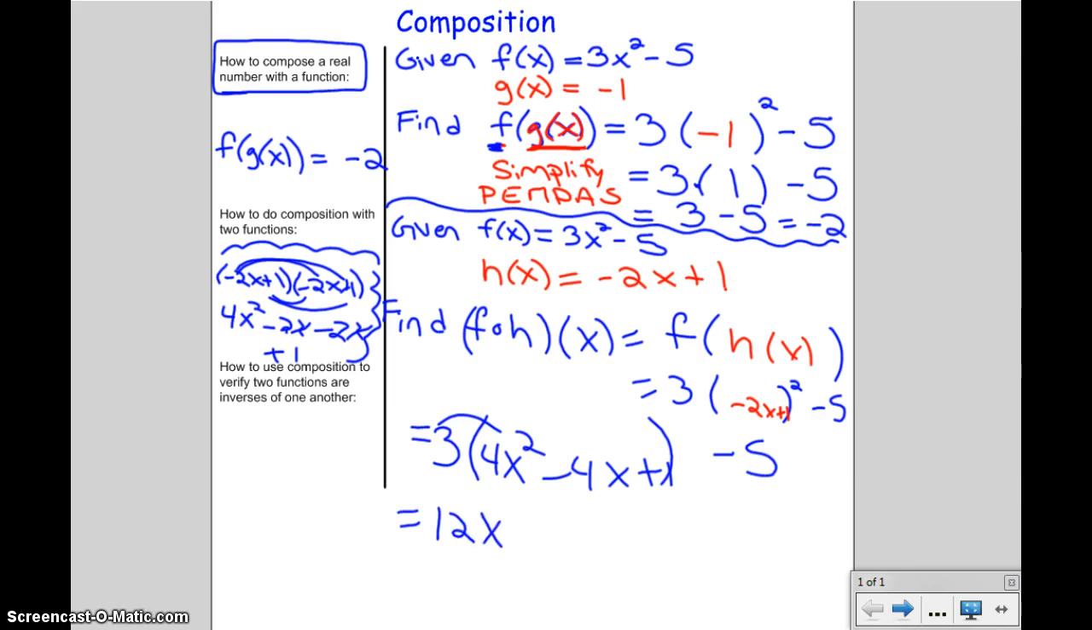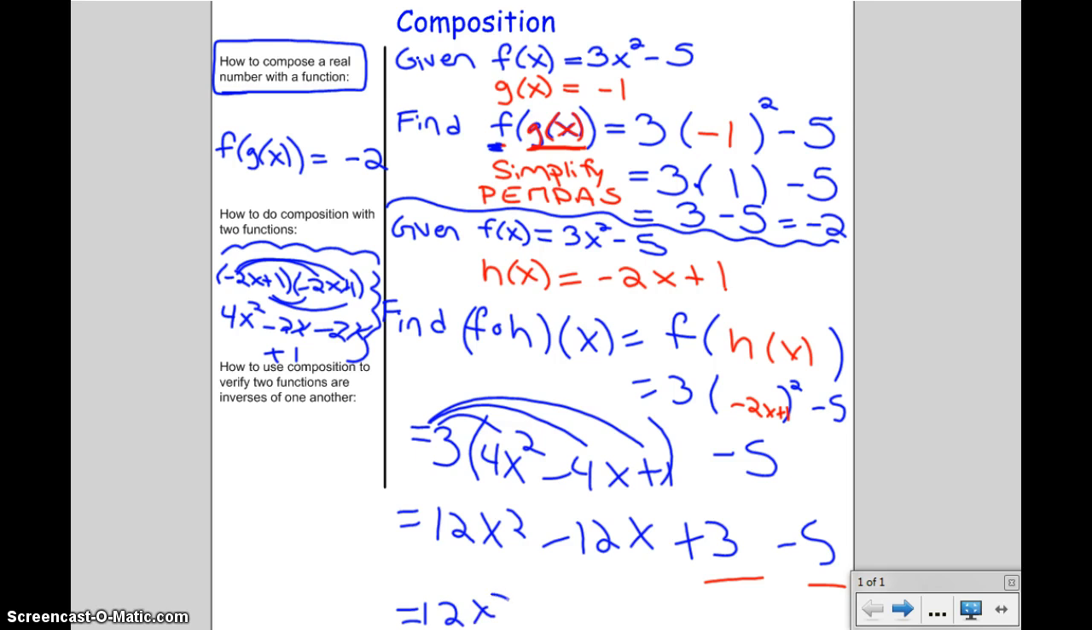So let's try that. I now have 12x squared, negative 12x, positive 3, and now I want to subtract 5. If I think about simplifying, my last step would be to add or subtract. So I'm looking for common terms that I can actually add and subtract. The only common terms I see are the positive 3 and the negative 5. So my final answer would be 12x squared minus 12x, and then 3 minus 5 is negative 2. For this problem, that is my final answer.